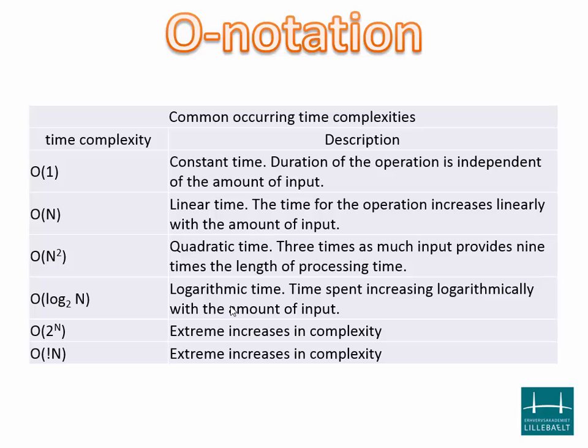Usually we operate with these different time constraints, and big O of n equals 1 is very good. That means regardless of the amount of data, it will always take the same time. More usually is n or n squared. The fastest sorting algorithms are n times log 2 of n.